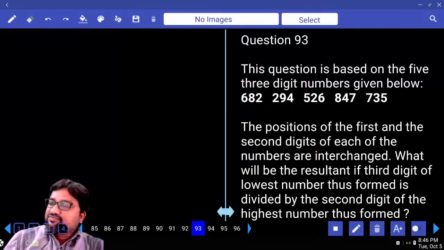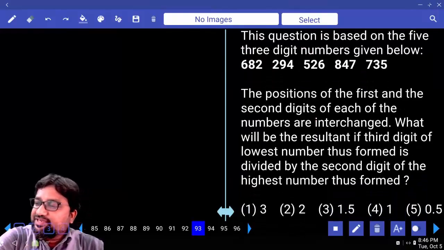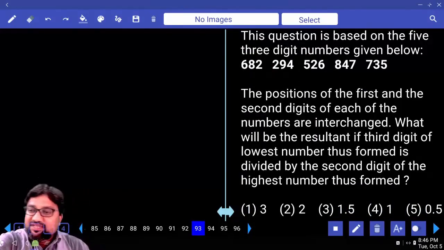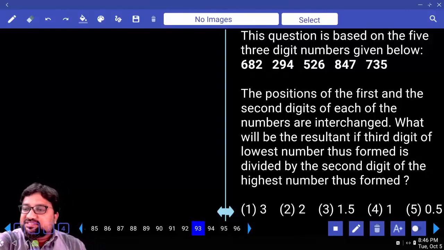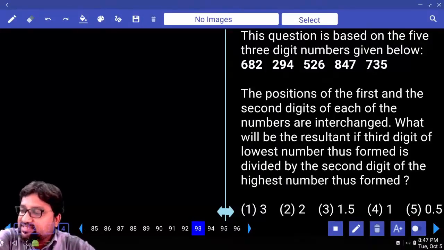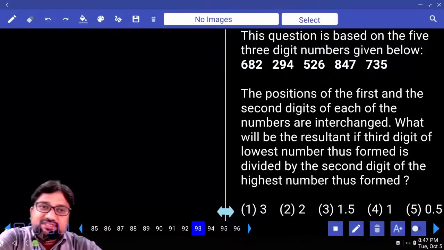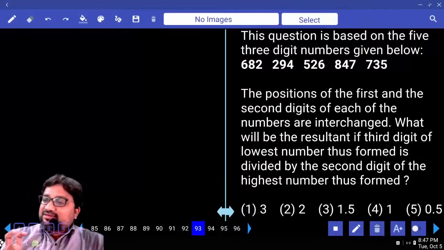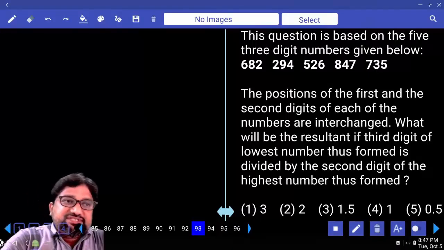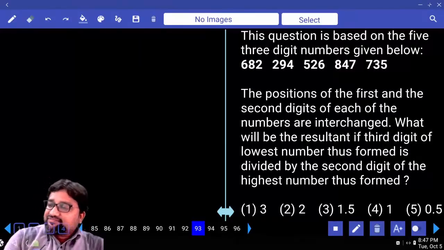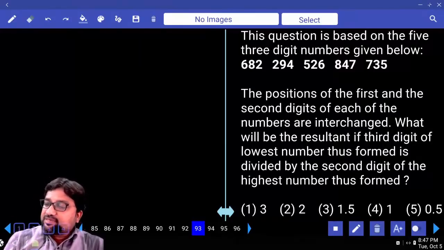If the positions of the first and the second digits of each of the numbers are interchanged, what will be the resultant if the third digit of the lowest number thus formed is divided by the second digit of the highest number thus formed? Which positions are supposed to be changed? After changing first and second, which numbers do you need?